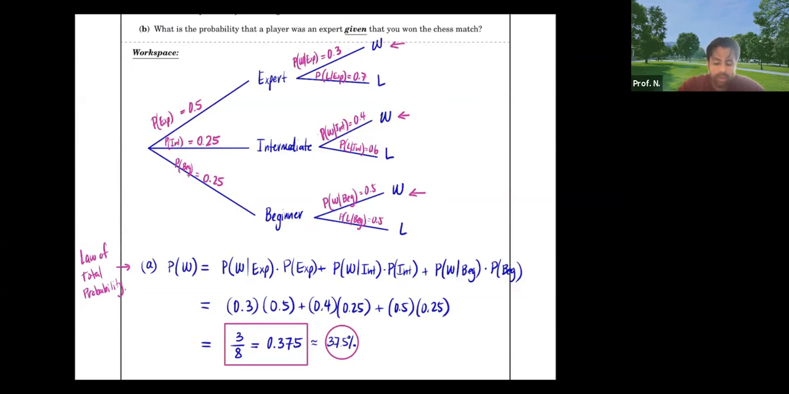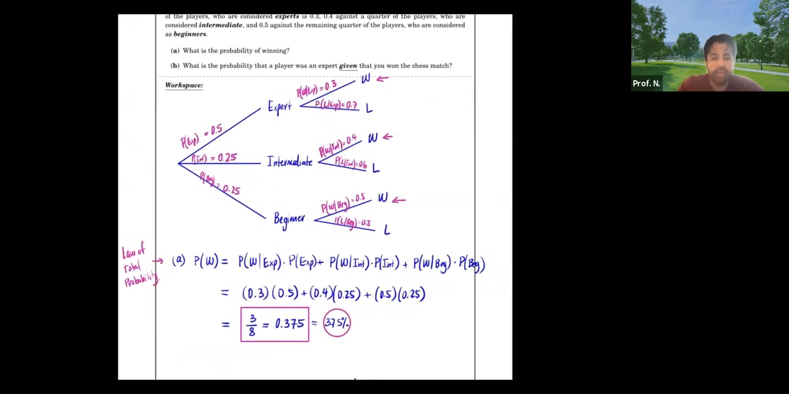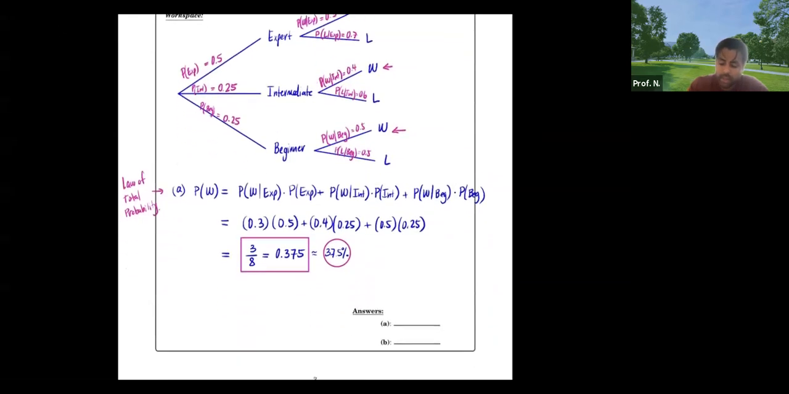Now look at the next question, part B. So part A is a total probability question, law of total probability question. And part B is a Bayes formula question. Now it's saying, given that you won the match, what's the probability that the person you played was an expert? So you're like, oh, what does that mean? So I want to find the probability that it's an expert given that I won.